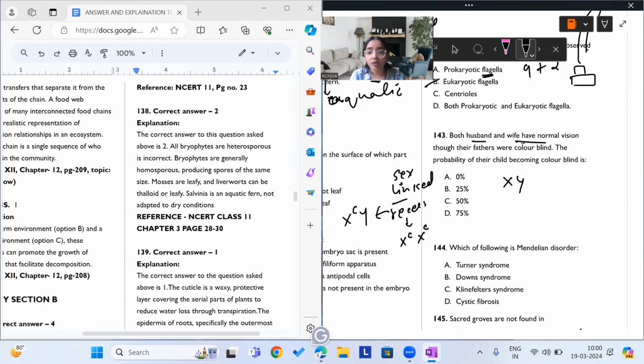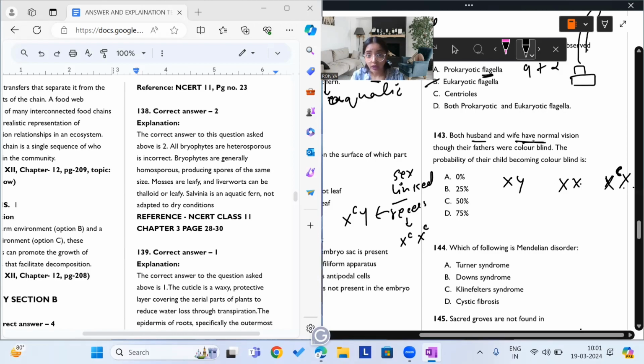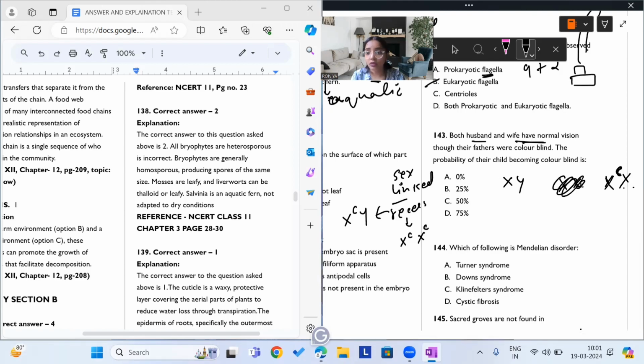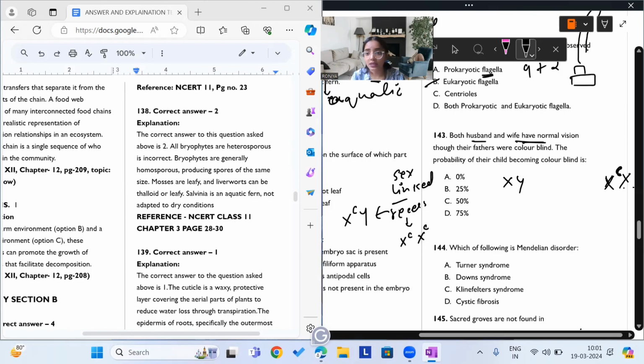Okay, they are saying the wife is normal, but the wife's father was colorblind. If the wife is normal, that means she can be XX or XCX, because for a female to be colorblind, both X chromosomes should have the colorblind allele. So the wife can be XX or XCX. Now, they are also saying that the father of the wife was colorblind, meaning definitely the wife has to be the carrier. So the wife is XCX.